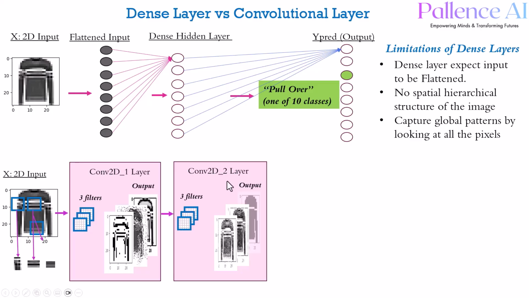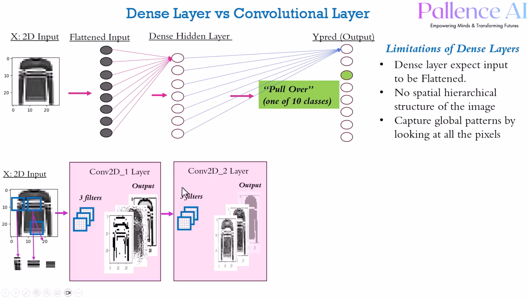Okay. Bottom line, whether it's a dense layer or a convolutional layer, what are they trying to do? For example, with a dense layer, you want to transform the input data into a more meaningful representation, which is going to help you in classifying this image as a pullover. But the problem with a dense layer is that it's going to look at only the global patterns, because you flatten the input pretty much. It's just going to look at the global pattern.